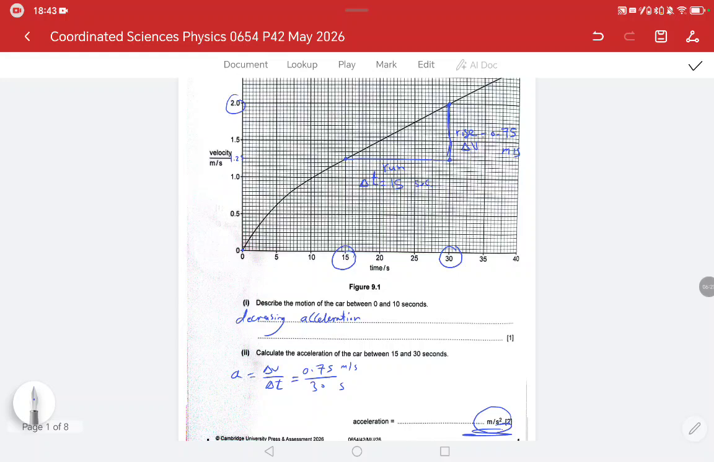Okay, so let's see, 0.75 over the 30, the answer should be 0.025. So this one is the acceleration. Okay guys, the formula, substitute in the formula. Don't forget the unit. The unit is already given, so no problem about the unit. Okay, so this is the answer of this question. Okay, how about the next one?